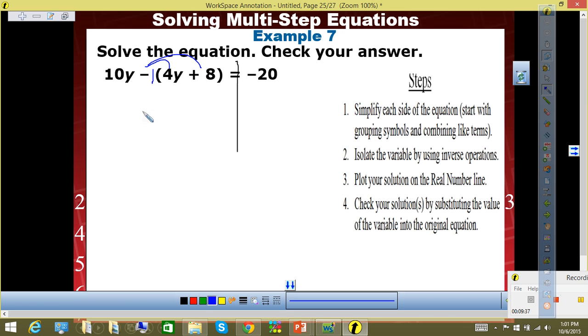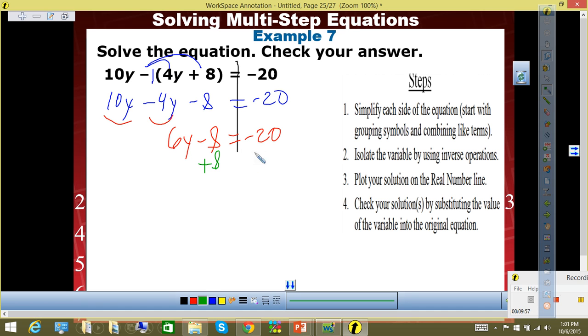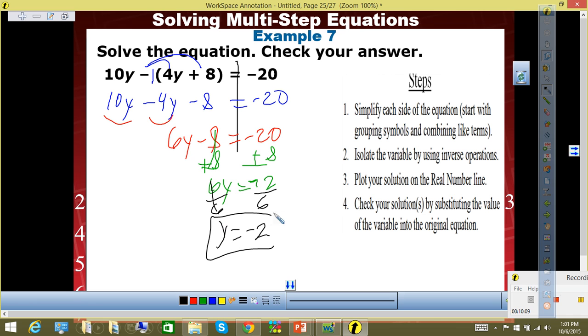So you can distribute. This becomes negative 4y and negative 8. Bring everything else down. And now we can combine like terms. This becomes 6y minus 8 equals negative 20. From there, we need to solve, so I add 8. We're left with 6y equals negative 12. Then at the end, you divide by 6. Y equals negative 2. Hands up if you got that. Okay? All right? We got this, right?